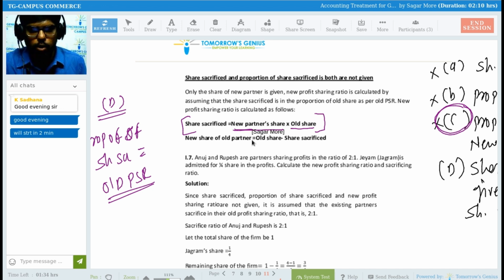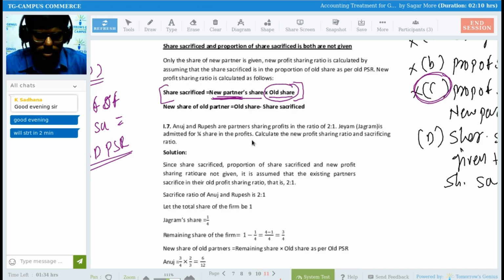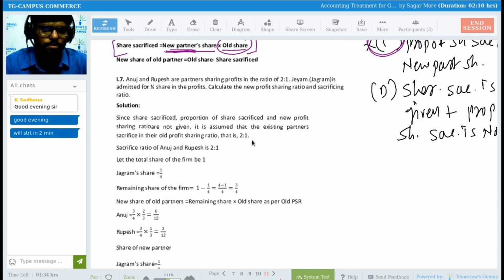In the C case also, we considered the new partner share multiplied by the proportion, which was given in the question as 3:2. Now the proportion is not given. So whenever the proportion is separately not given, I need to assume the old profit sharing ratio of the old partners as the proportion, and we can get the share sacrifice. Getting? With a series of questions, you will get more clarity now.